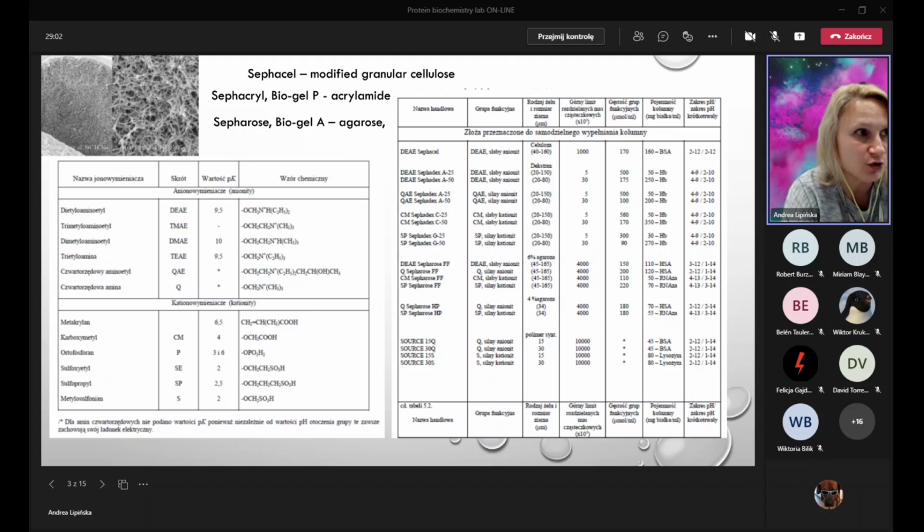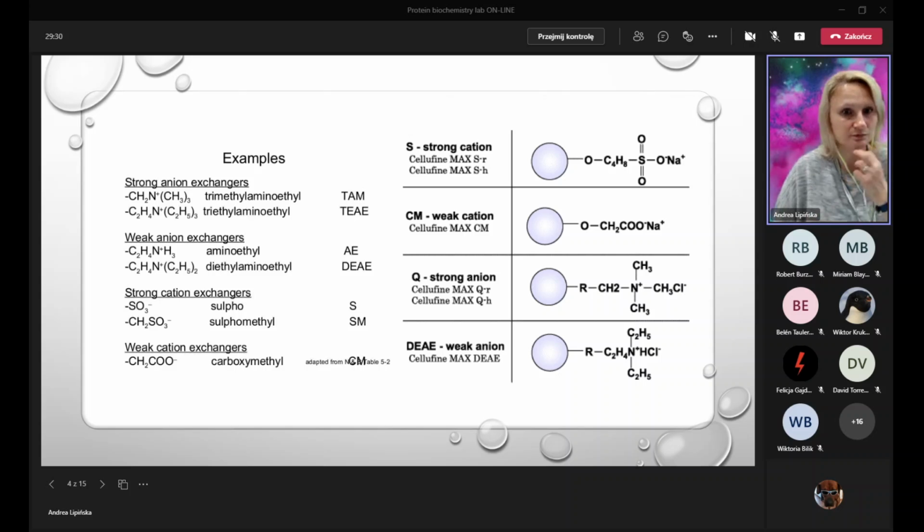and you cannot use harsh conditions like really extreme pH conditions, then it will be difficult to use strong ion exchangers. Then you just go for weak ones. But generally, strong ion exchangers should give you more pure protein. Okay? So, the most popular groups, I think I also stated them here in the English version.